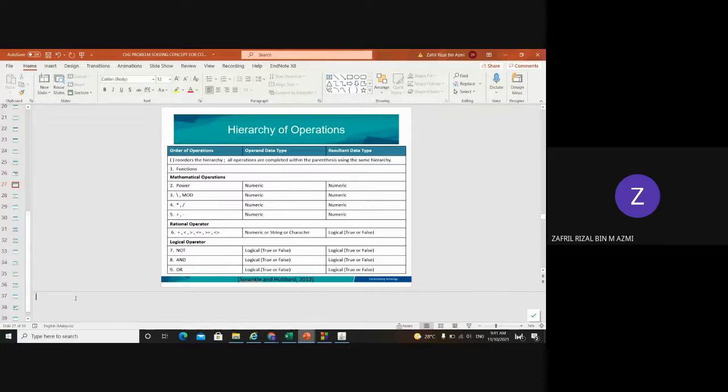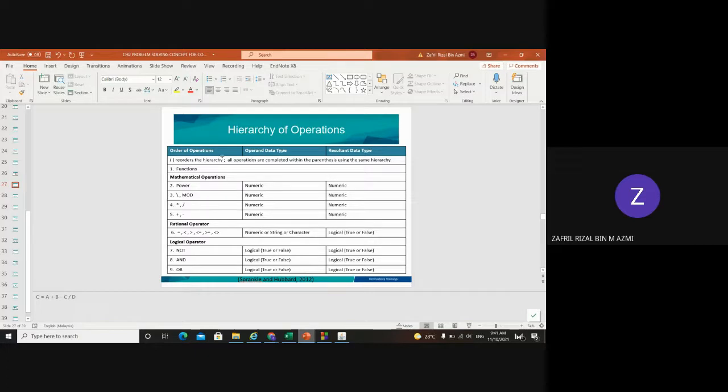For example, if we have the equation C equal to A plus B minus C divided by D. Let's say this is the first one. How do you want to solve it? Can you do A plus B first? No. Wrong, right? So logically, you must solve this first. How do you know which one to solve first?